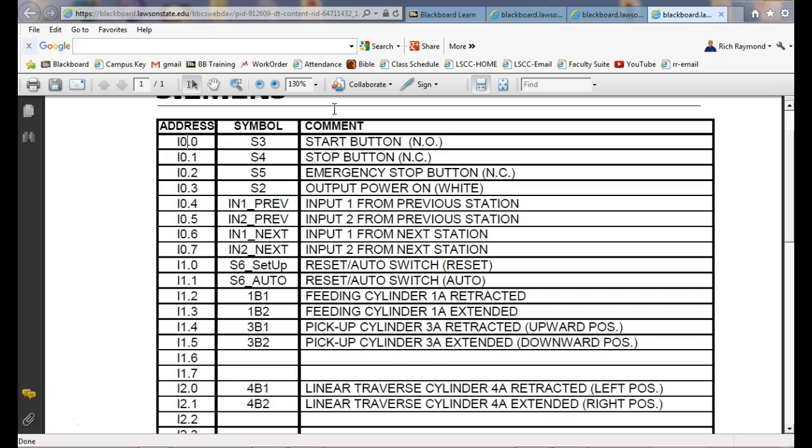So Siemens runs in groups of 8s, and Allen Bradley runs in groups of 16. So that's just something you'll learn when you get there. Like input module or word 0 for Allen Bradley would be 0 through 15 before it moves over. But Siemens runs in groups of 8s.